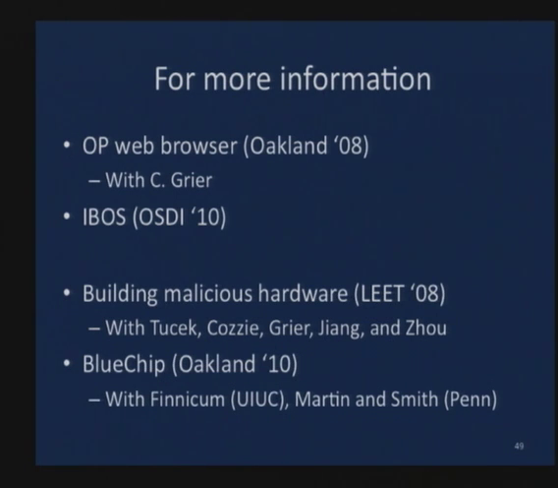Now, IBOS was the work that I talked about for the most part in the beginning of the talk, and this is from OSDI 2010. It was done with the students that I've already introduced. For hardware, there was a paper on how we built malicious hardware, and it showed up in LEET '08. This was joint work done with Joe Tuchek, Anthony Causey, Chris Greer, Weihang Jiang, and Yan Zhou. And then finally, for the details of how we defend against this potential threat, you can see our BlueChip paper from Oakland '10, which was joint work done with Murph Finnicum, another one of my students at UIUC, and a few of my colleagues, Milo Martin and Jonathan Smith from Penn.